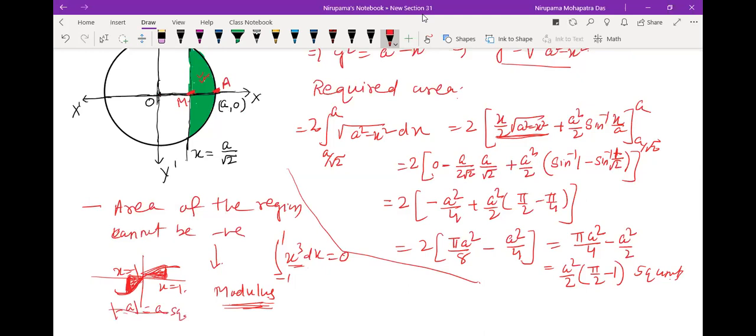Basically what I mean to convey is that the area of the region cannot be negative. In case you get a negative area somewhere, then you have to take the modulus sign. Okay, so thank you so much. And in the next class, we will be taking some curves, combinations of curves also.